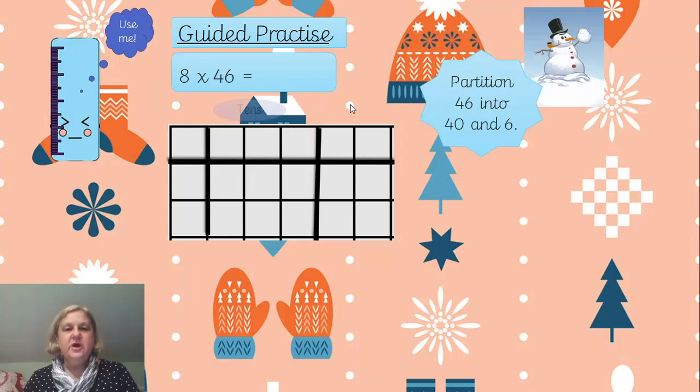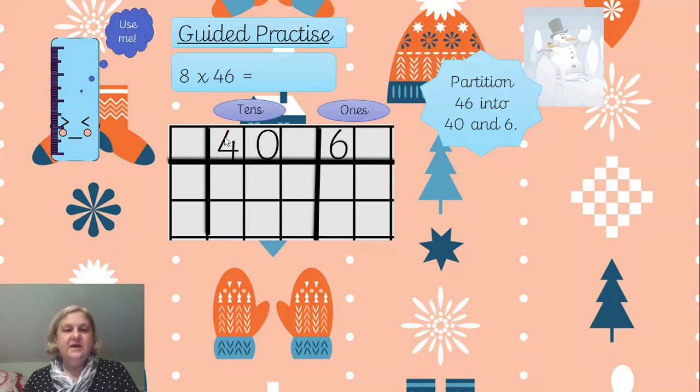So they go on the top row, 10s and 1s, and then we're going to put the symbol in here, and then the 8 underneath. Now we've got 8 times 4, 4 times 8.